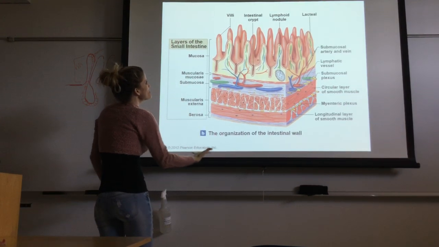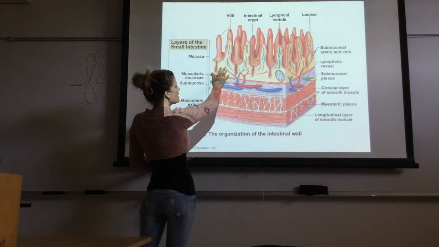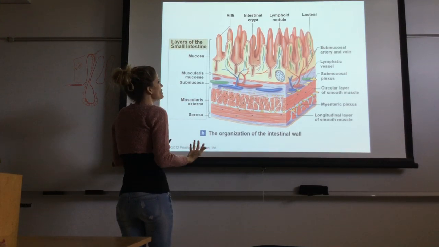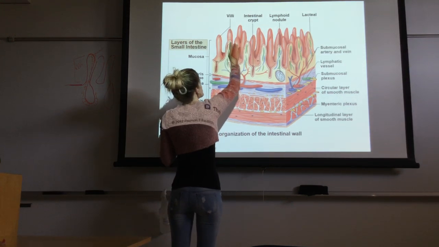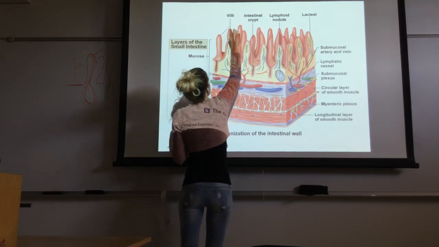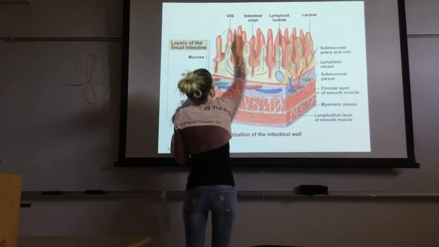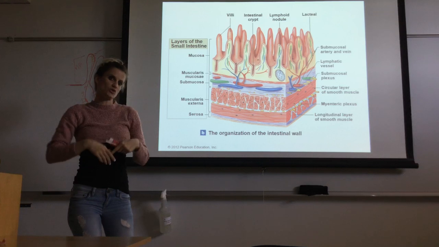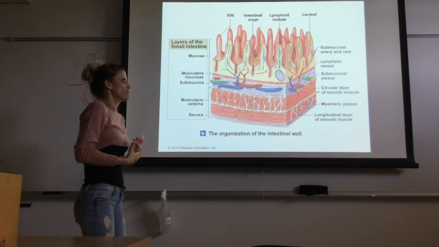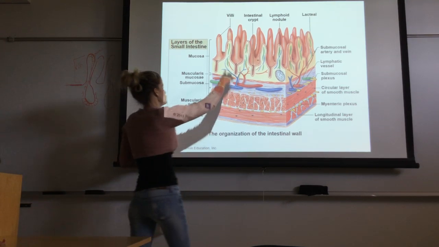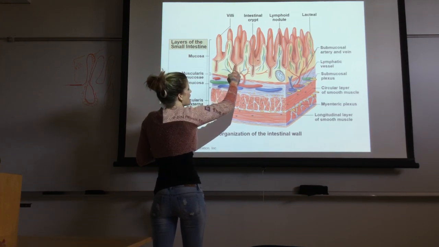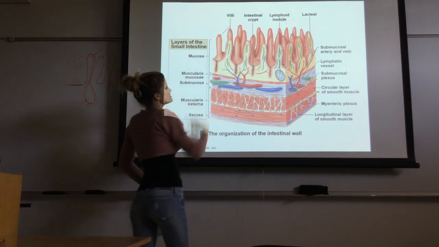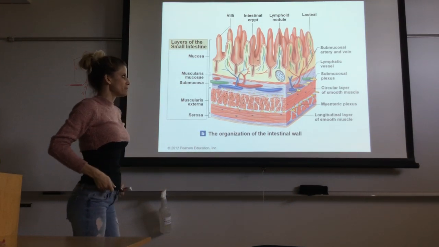So we've mostly been focusing on the mucosa, the innermost layer that comes in contact with the food. We said when we look at the small intestine that this is organized into these finger-like projections, right? And we call those villi. The villi increase the surface area so that we can absorb more nutrients from the small intestine. If you look down at the base of the villi, you'll see how we drop down into this little pit or crypt, and we call those intestinal crypts or crypts of Lieberkühn.